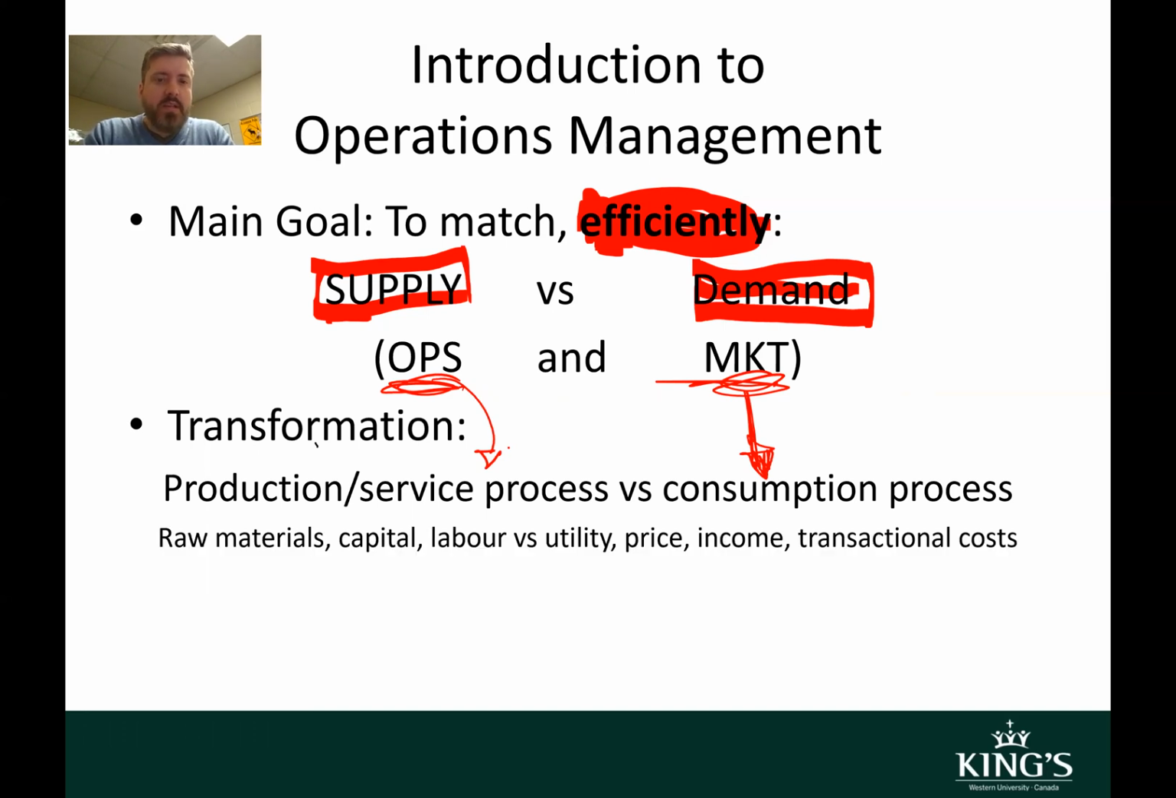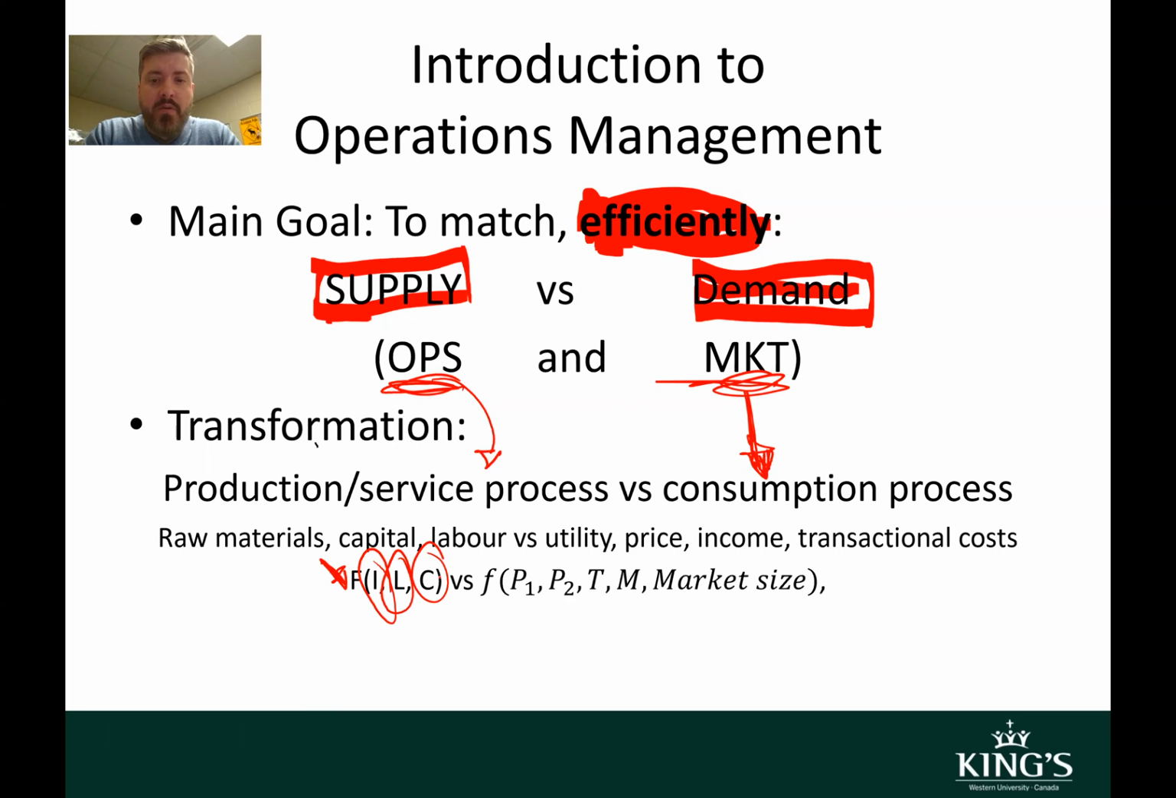And I'm going to tell you what I mean. In production, what you have is basically raw materials. You have capital investments, equipment, machinery, and you have labor. On the other hand, in the consumption process, from your demand perspective, you have utility, you have price, income, and you also have transactional costs. So you may be looking at these words and thinking, this sounds a lot like microeconomics, and that's in fact true. In operations, basically what you have is a transformation process, a function of your inventory, your investments, your labor, and capital.